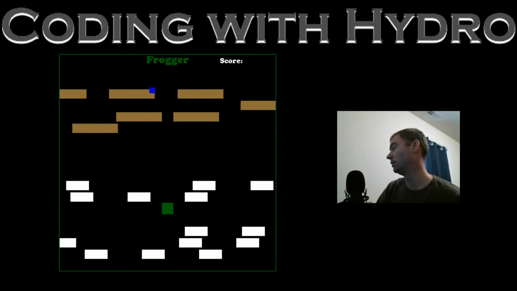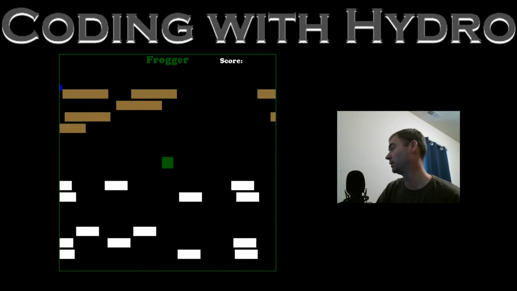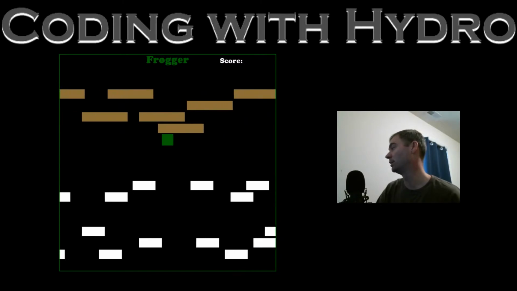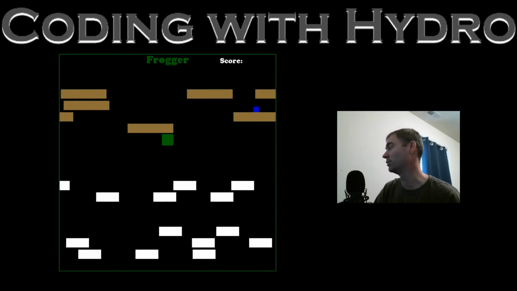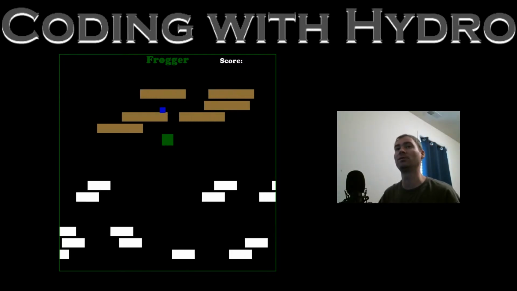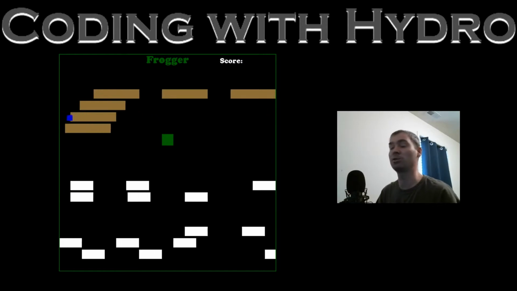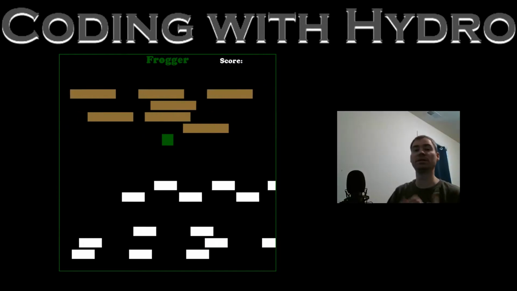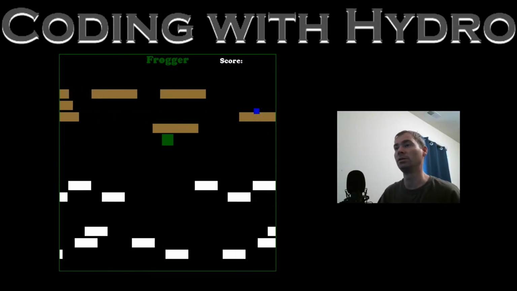Got a little area of reprieve there, and then we got the area up here that would be our logs, represented by these brown rectangles. Then you got that blue guy that's floating across. That's representing a bug that we will incorporate later to be extra points. You can also see we've drawn some text to the screen up there where it says Frogger and score.